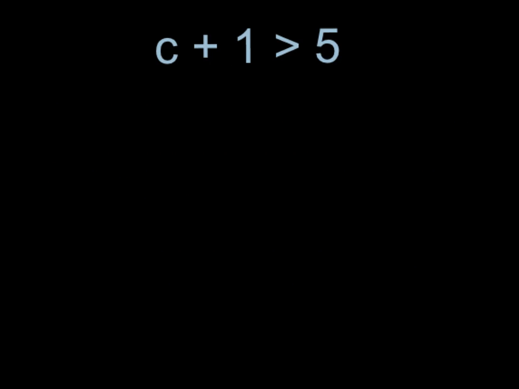Consider our first inequality. C plus 1 is greater than 5. Remember, a variable is just a letter used to represent a number. Well, you might start thinking about a number that could make this true. If C was 10, this would be true because 10 plus 1 is 11, and 11 is greater than 5. So C could be 10, and it would work.